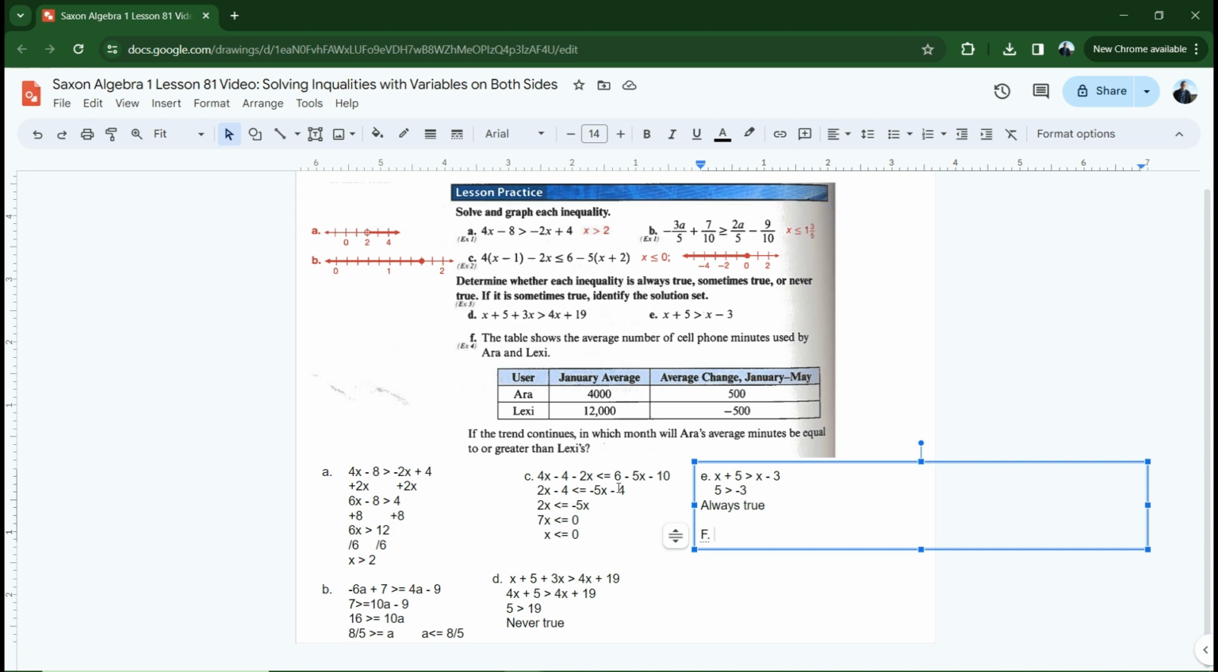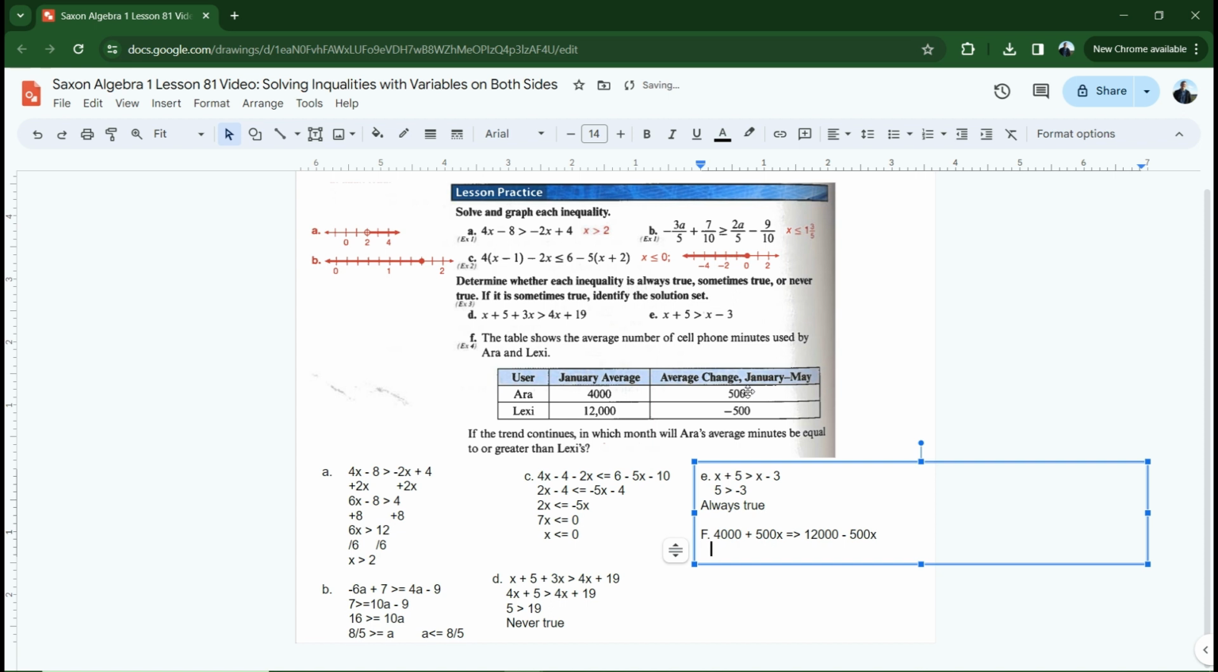All right, so if her average is 4,000 and we're changing 500 per month, we're adding 500 per month. Let's just see. Average change January through May. We're going to assume that this is an average monthly change. We need to figure out when this is going to be equal to or greater than Lexi's 12,000 minus 500 times the number of months. How many months will have to go by before this is true?